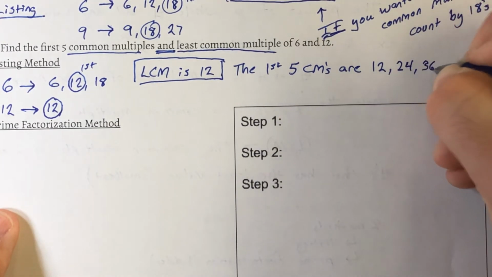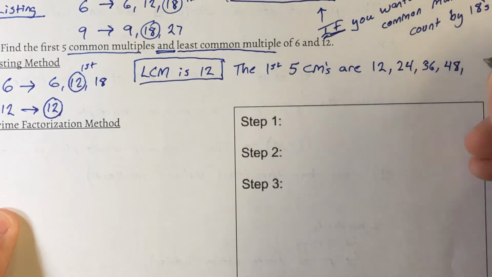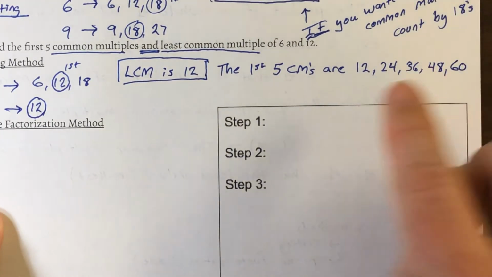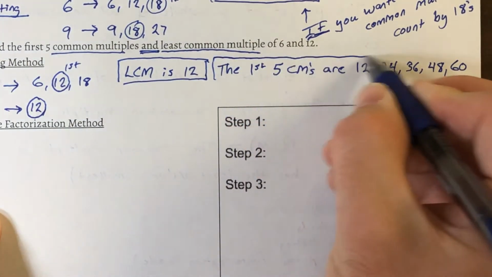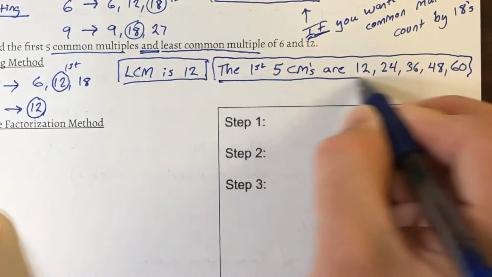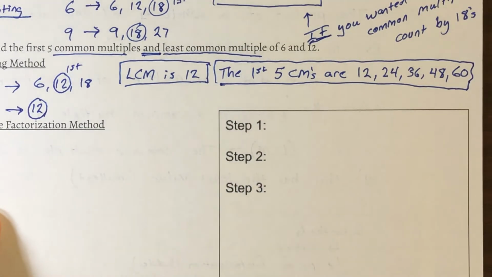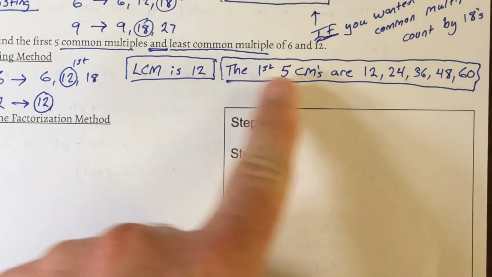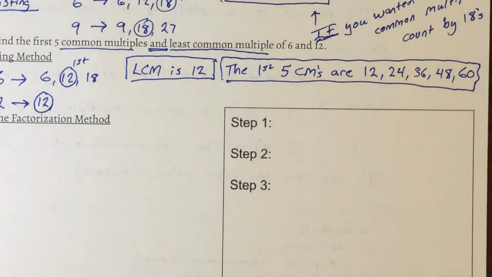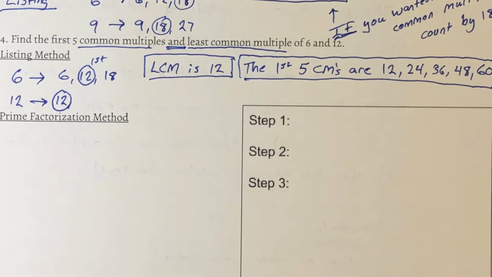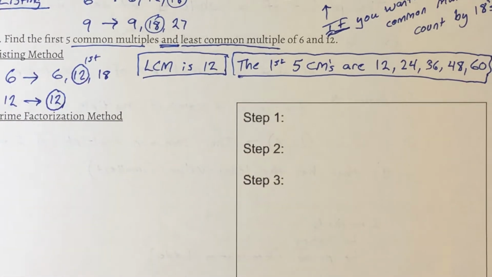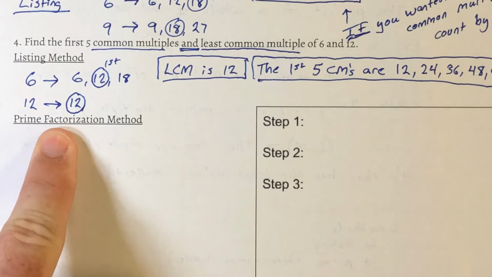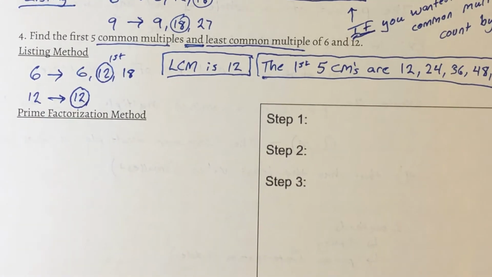24, 36, 48, and 60. 1, 2, 3, 4, 5. We had the first 5 common multiples. So we have answered both questions. We found the LCM and the first 5 common multiples of 6 and 12. Now let's see what that would look like on such an easy example using our other method, which is prime factorization. It has 4 steps.